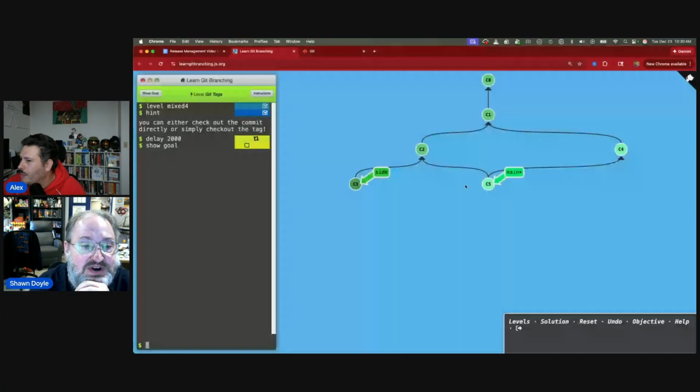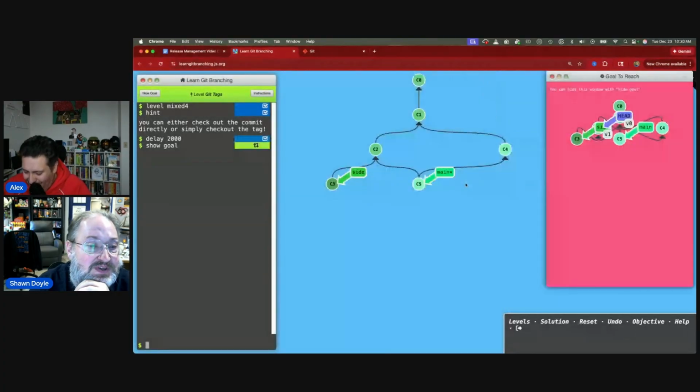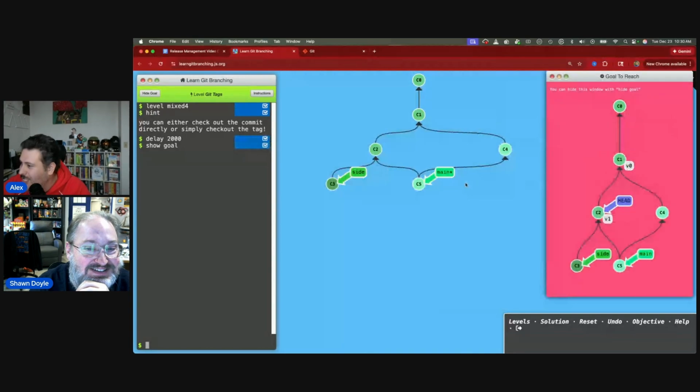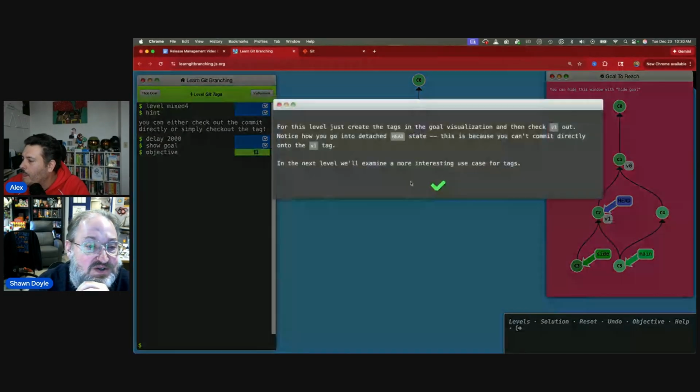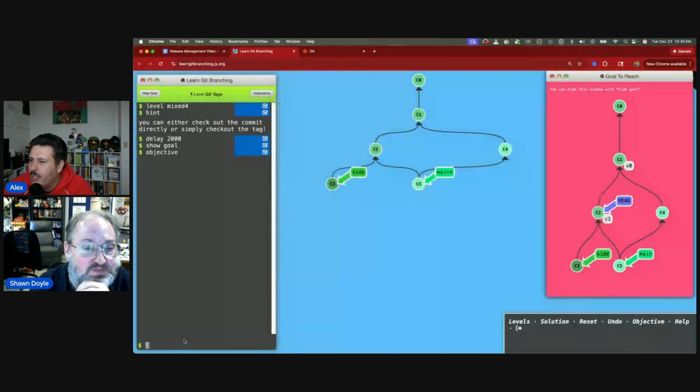Okay, so we're just going to create a tag. Famous last words. Okay. It wants us to create a tag here on C2. And on C1, basically, the branching structure is the same. It just wants you to create a tag on C2. So we literally are going to type git tag C2, and then the name of the tag.